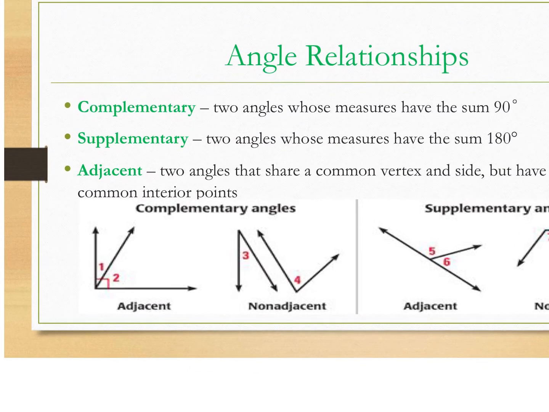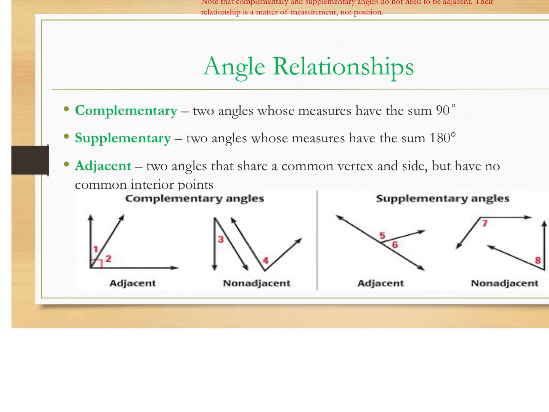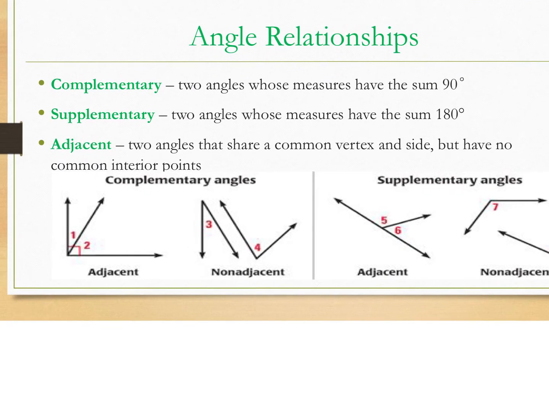Angle relationships. Guys, there are 3 definitions that you need to know on this slide. They are complementary, supplementary, and adjacent. Complementary: 2 angles whose measures have the sum of 90 degrees. I want you guys to ask me, Ms. Yurko, how are we going to remember that? Ask me.